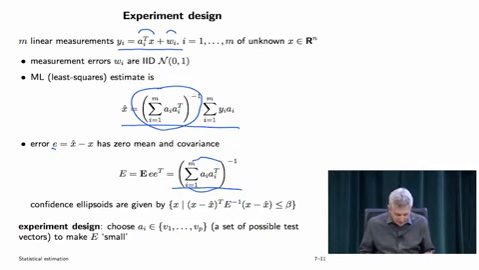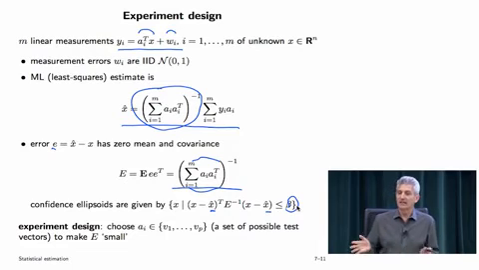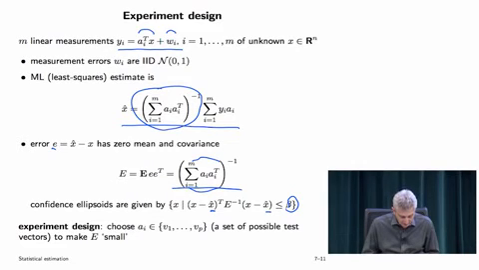Okay, and so for example, if you wanted to get a confidence ellipsoid, that would be related this way. It would be something like this. You'd have x hat, that's your estimate from here, and you'd select beta depending on the confidence level you want, depending on some chi-squared distribution or something like that. That would give you the confidence level. And so experiment design says the following.